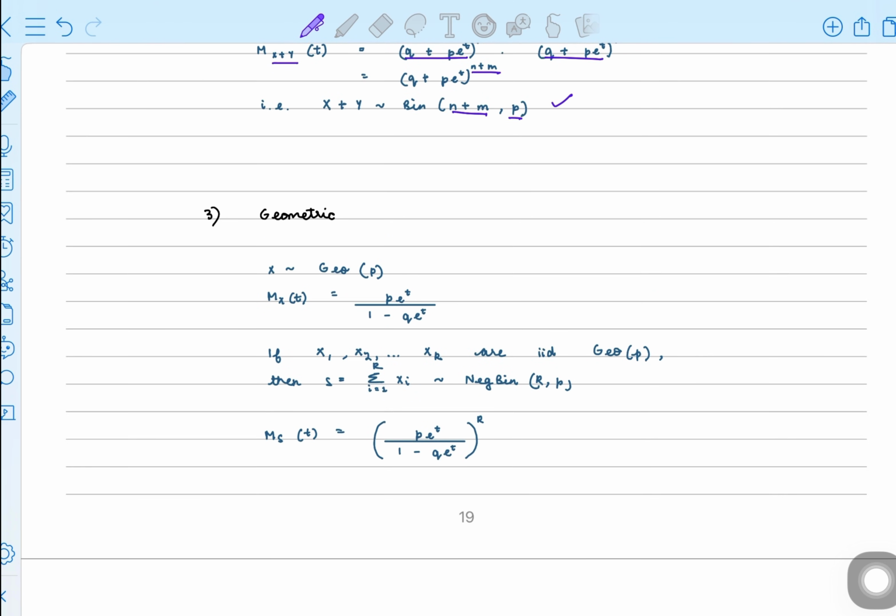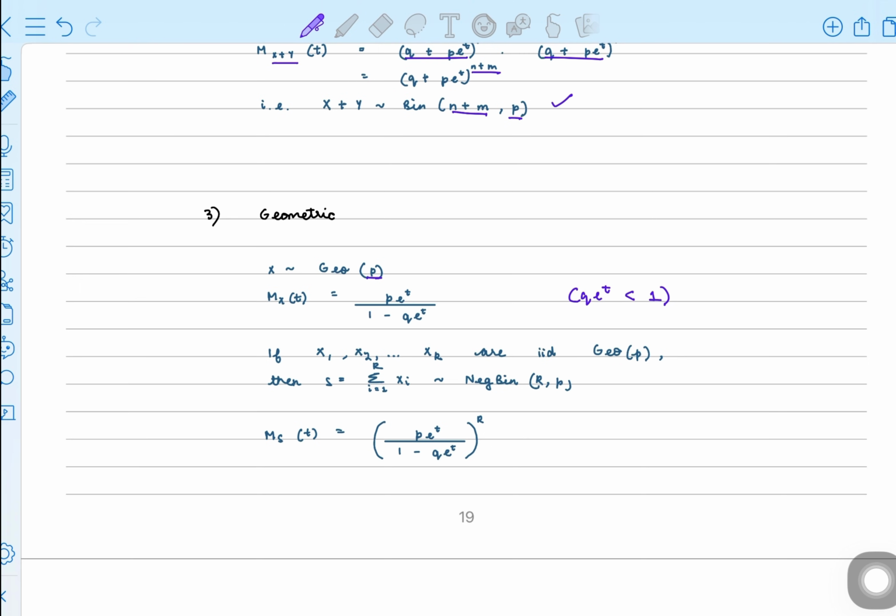If the random variable x follows a geometric distribution with the parameter p, then the MGF is given by p into e to the power t upon 1 minus q into e to the power t, provided that q into e to the power t is less than 1.